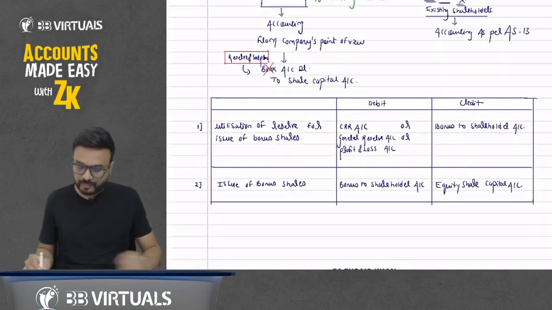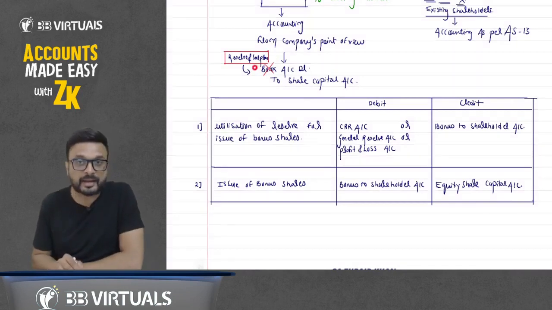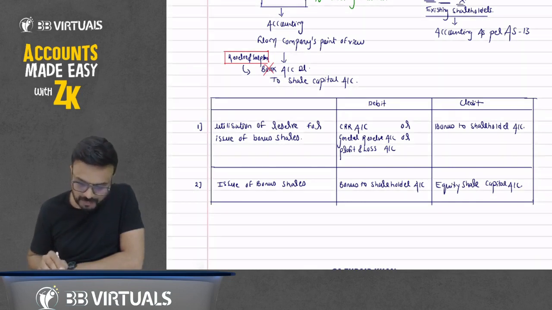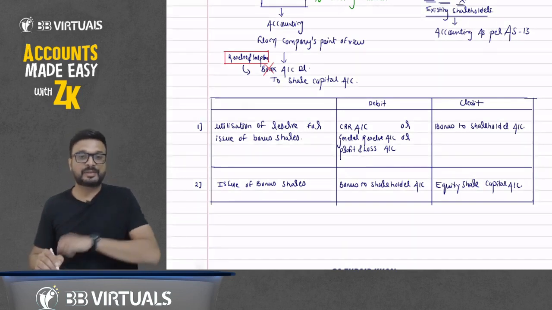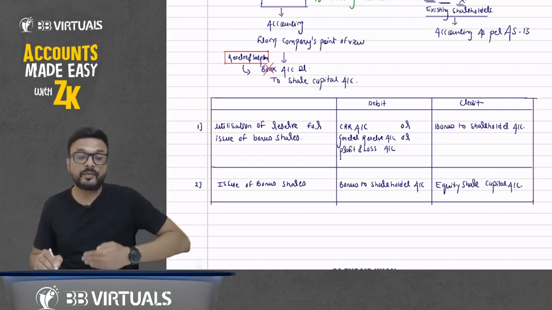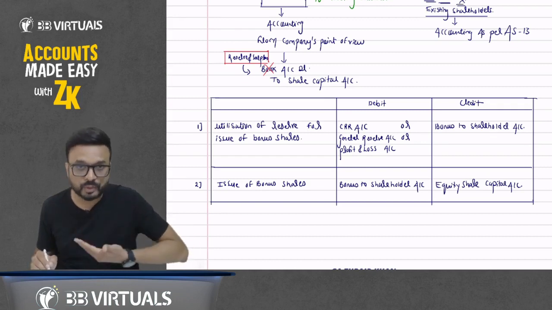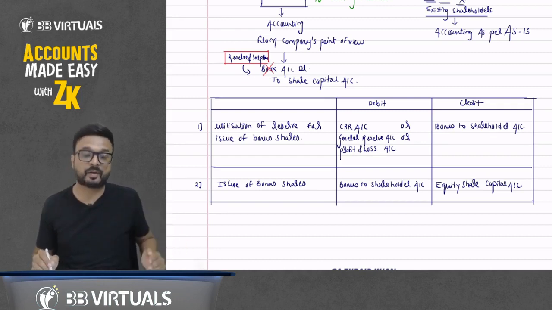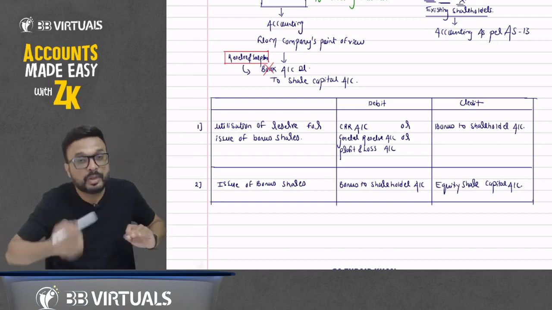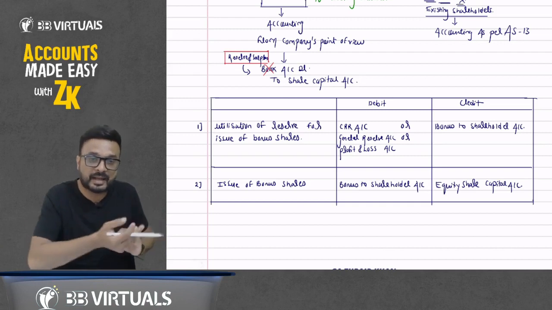Here, first, we cannot debit the bank account, so we have to utilize a reserve. For the issue of bonus shares, the first preference should be given to CRR, because the CRR account is the most restricted reserve. It can be utilized only for the purpose of bonus issue. Since we are issuing bonus shares, let's utilize the CRR account first.